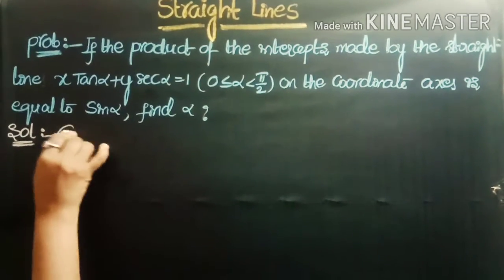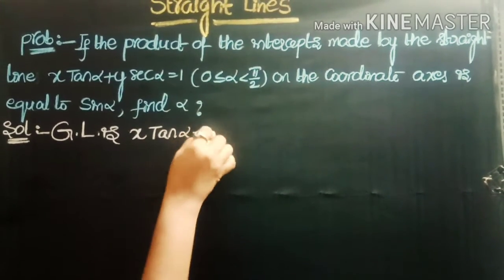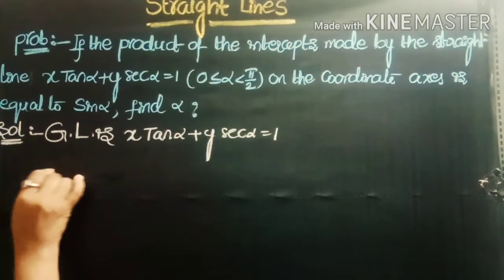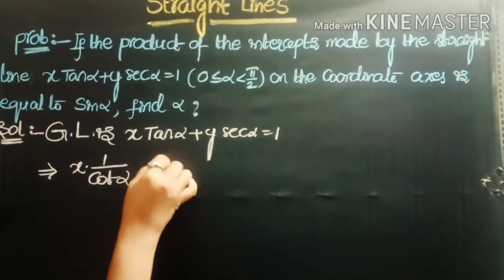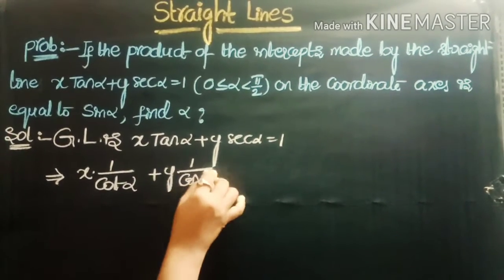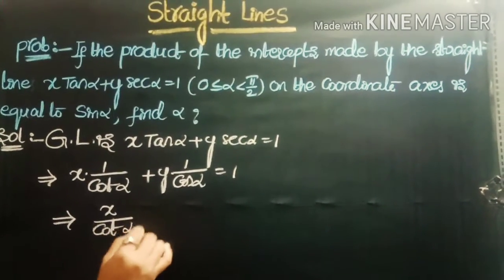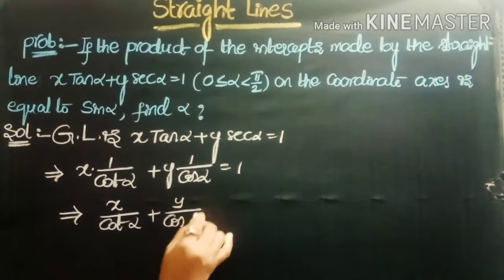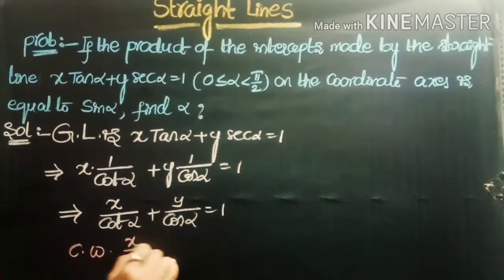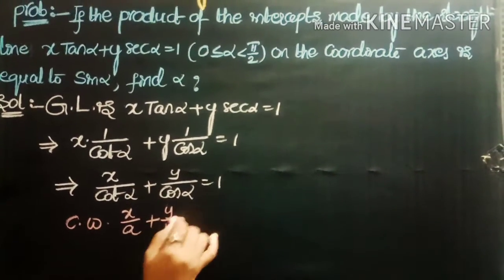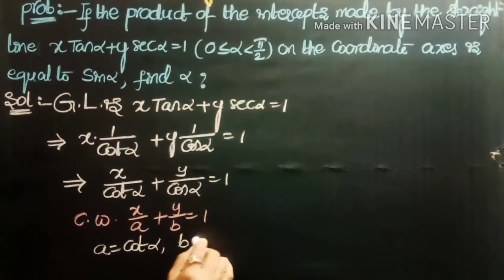So first we take the given line equation here. The given line is x tan alpha + y secant alpha = 1. In the next step, x into tan alpha, where tan alpha is 1 by cot alpha, plus y into secant alpha, where secant alpha is 1 by cos alpha, which implies x/cot alpha + y/cos alpha = 1, which is in the form of x/a + y/b = 1. Now we compare this equation with x/a + y/b = 1. Then the values of a, b are a = cot alpha and b = cos alpha.